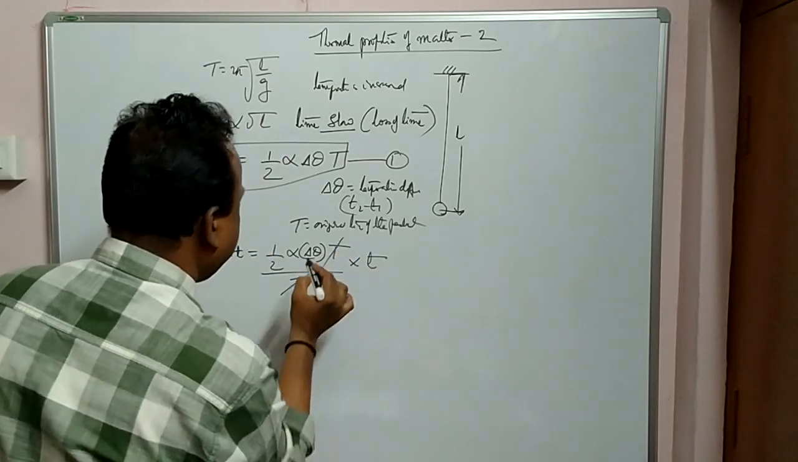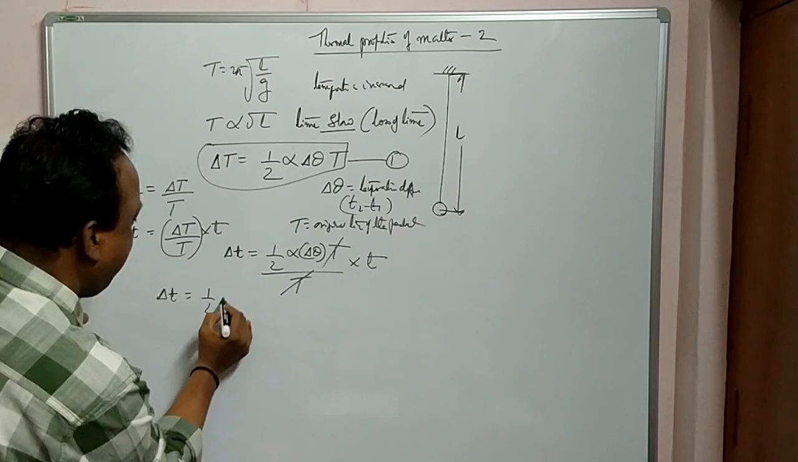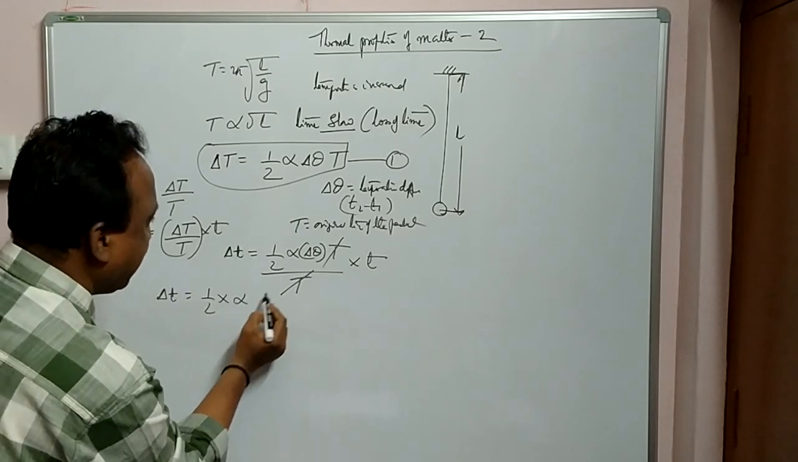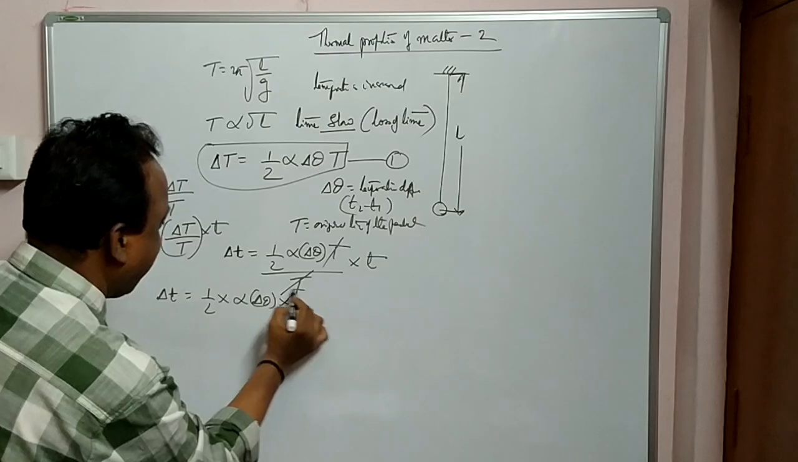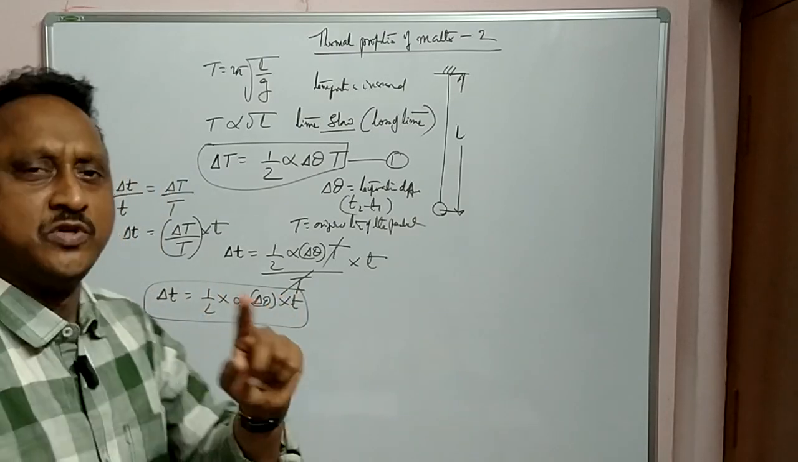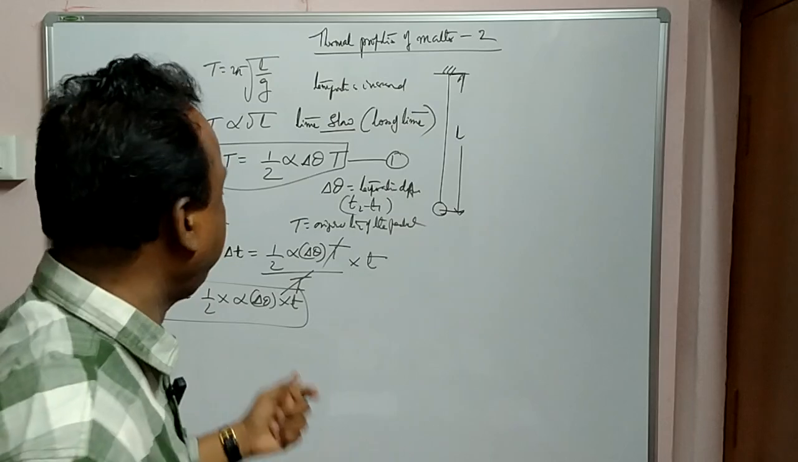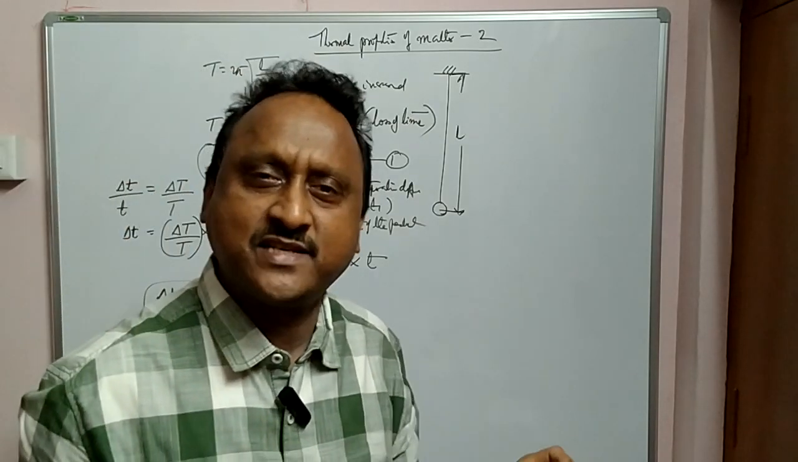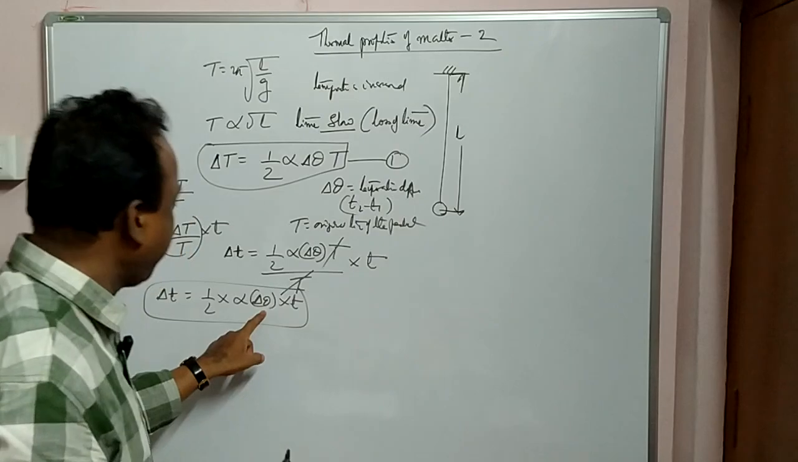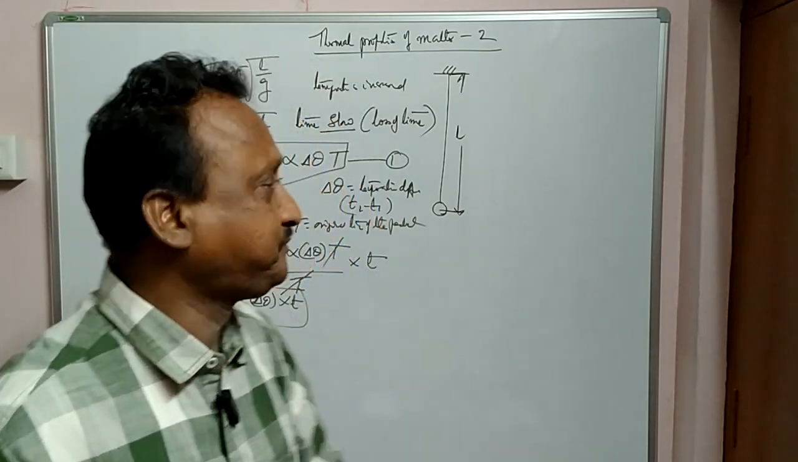So this T cancels. Finally, delta T is half into alpha into change in temperature into time. This formula you will be using for calculating the change in time of the pendulum. Half alpha, the coefficient of linear expansion, the value will be given, temperature difference into time. That is, how much time has changed in a day.